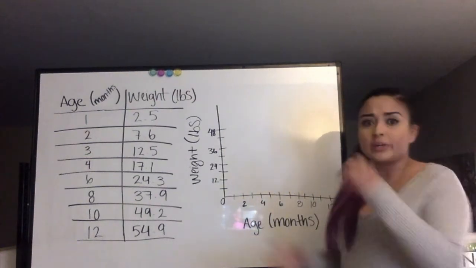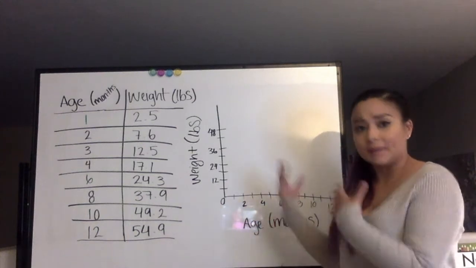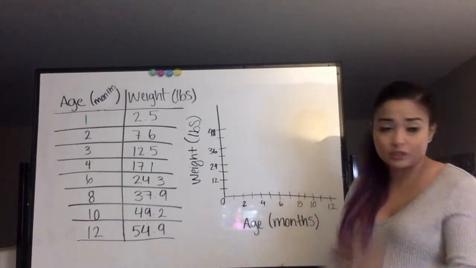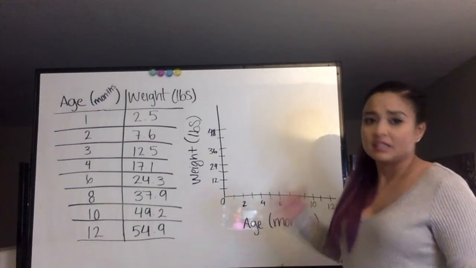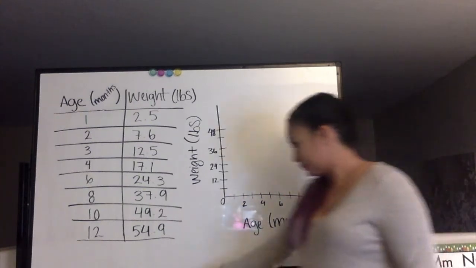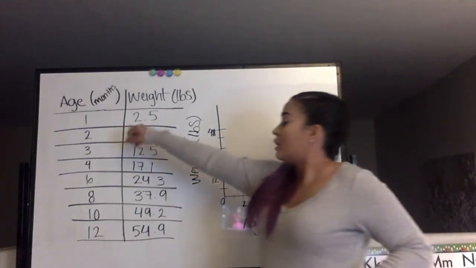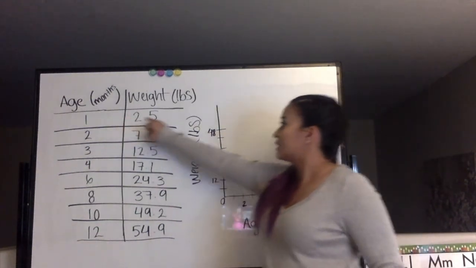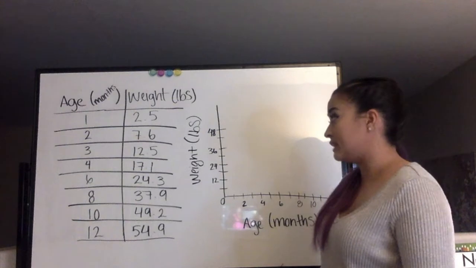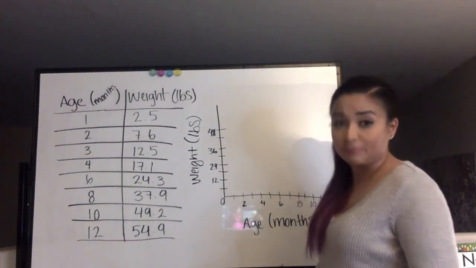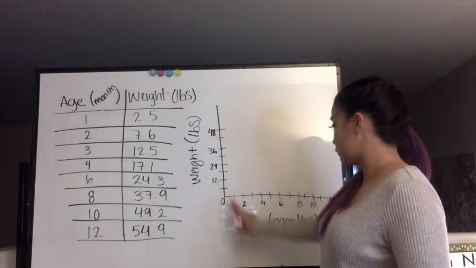Anyways, we're going to start off by making the scatter plot. I know you already did this, so let's just do it together. Let's jump right into it. At the age of 1 month, a panda bear weighs 2.5 pounds.